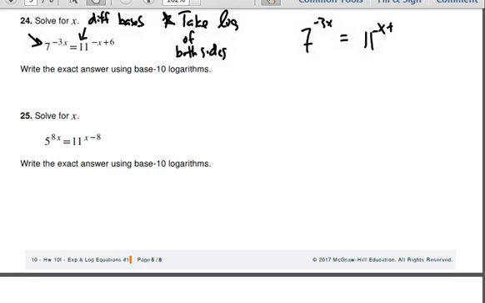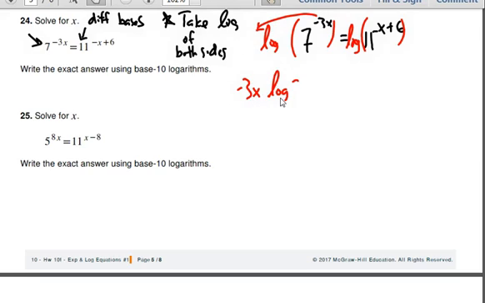So 7 to the negative 3x and 11 to the negative x plus 6. We're going to take the log. They're kind of telling us a little bit of a hint here: write the exact answer using base 10 logarithm. So I'm going to write log, and we all know that I'm implying base 10. So log of the left side equals log of the right side. Then use properties of logarithms. We know we can pull that exponent out, so we have negative 3x times the log of 7, and we can pull this out here. This should be a negative x plus 6. I think I fix that here in a second.